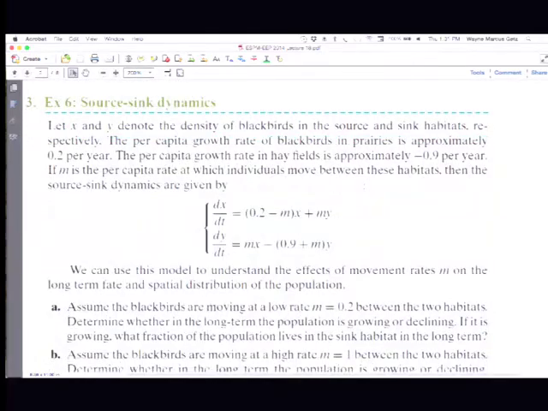So there's an example in the textbook on source sink dynamics and blackbirds. So very often in ecology, there's this idea of source sink dynamics. And the idea of source sink dynamics is that you have what is called a metapopulation. Does anybody know what a metapopulation is? Has anybody heard of that term? Who's heard of it? Okay, just a couple. Anybody want to tell me what they think it is?